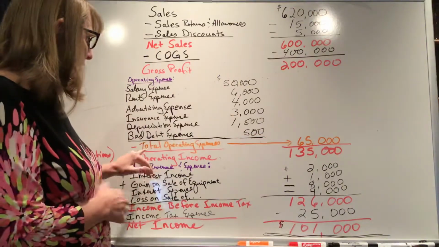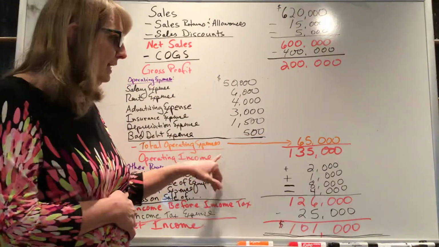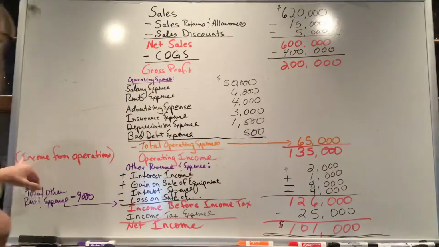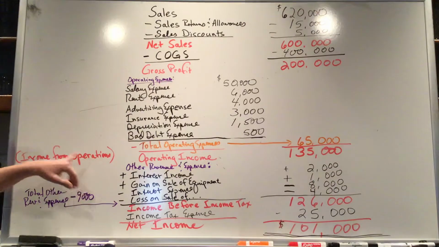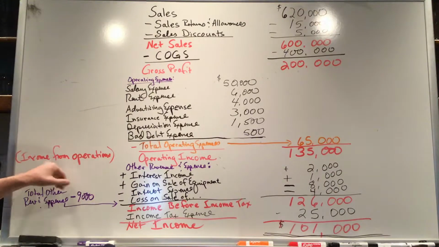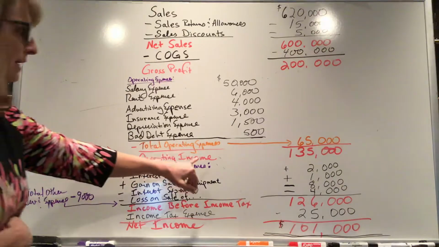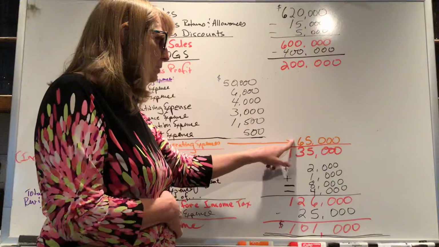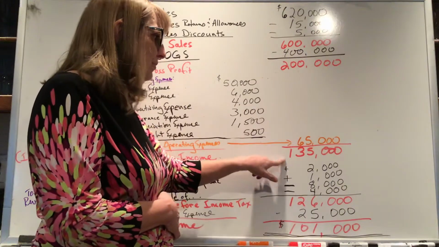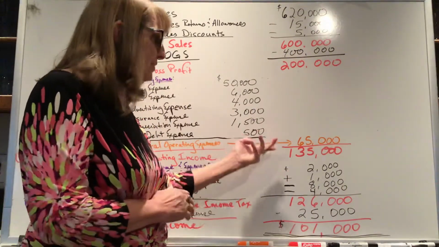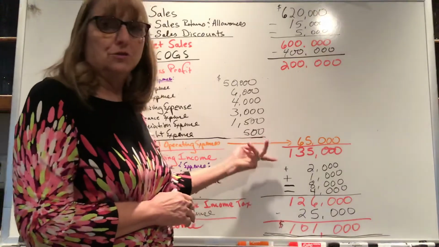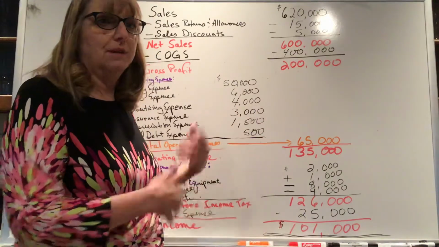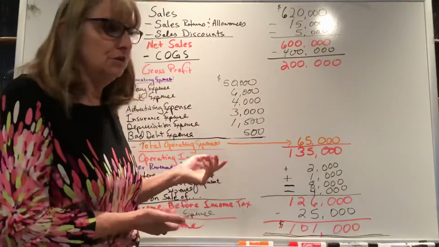Then we have another subtotal called operating income. Sometimes it's called income from operations, so I put that over here. You can call it income from operations or operating income. And that's the gross profit minus the operating expenses. So here that's 135,000. This is another subtotal that's useful for the users. That's why we do these subtotals. We want to make our statements useful for the users.